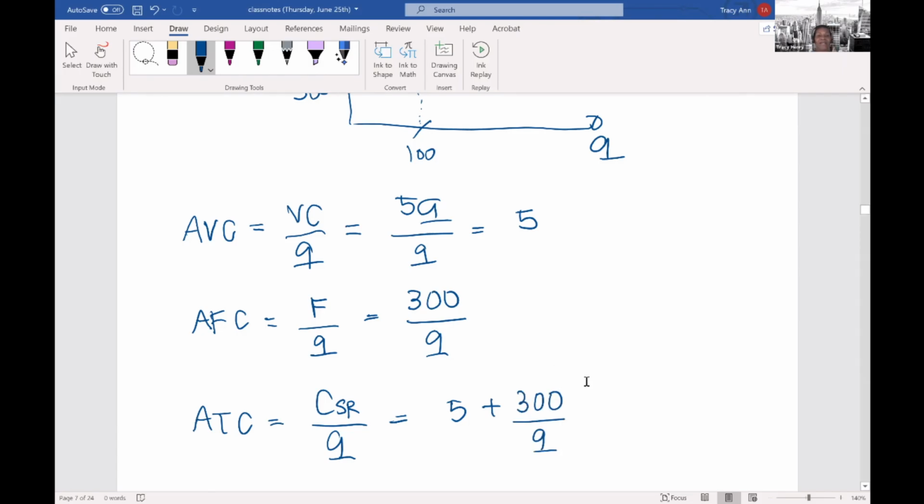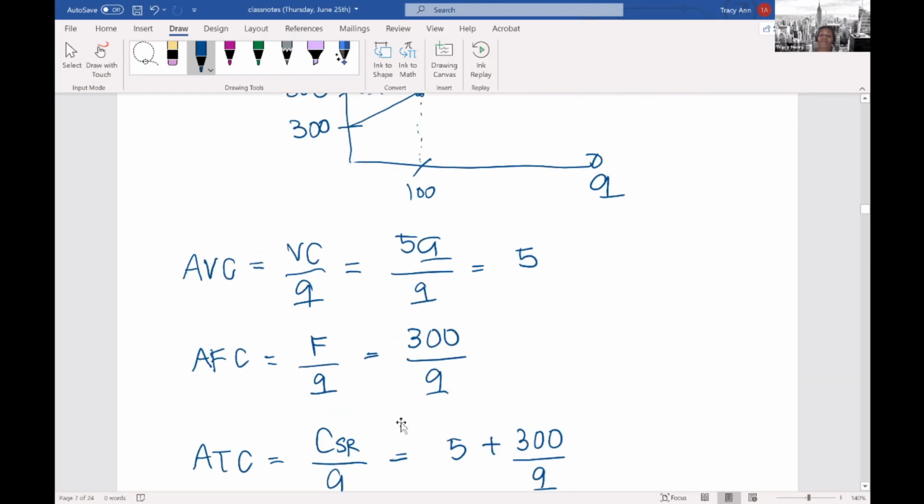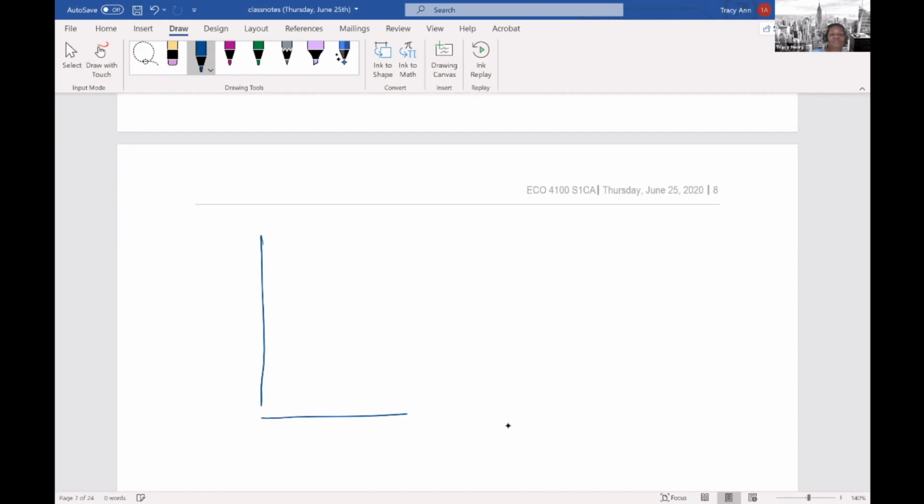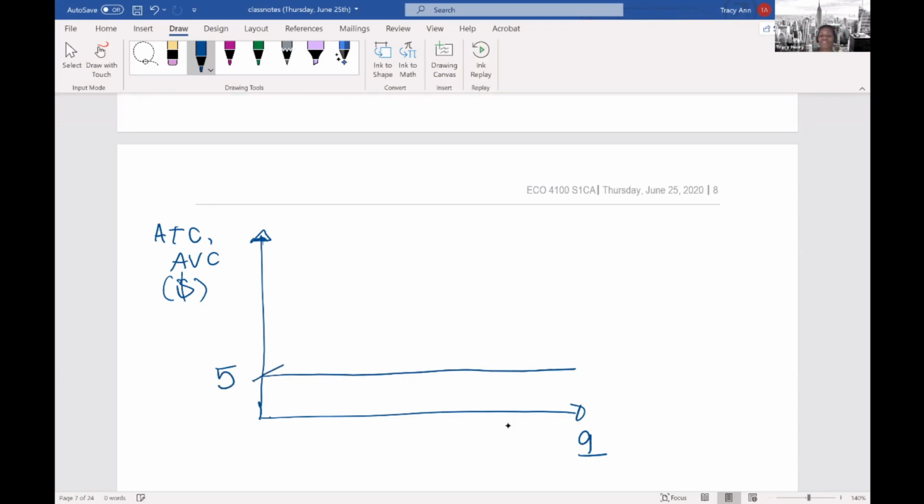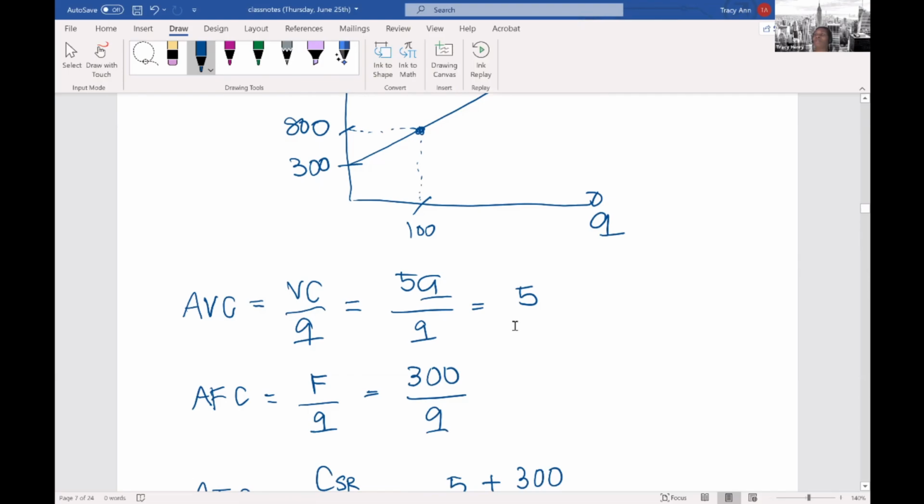So what would this look like? More importantly, we don't talk a lot about our average fixed cost because it's just decreasing. What we care about is the relationship between our average variable cost and our average total cost. If I were to graph this, putting quantity on my x-axis, and on my y-axis, I have average total cost and average variable cost, remembering that these are dollar amounts. My average variable cost is constant. It doesn't change. My average variable cost is equal to $5, right? So no matter what quantity I'm producing, I'm spending $5 per unit to produce that particular quantity.